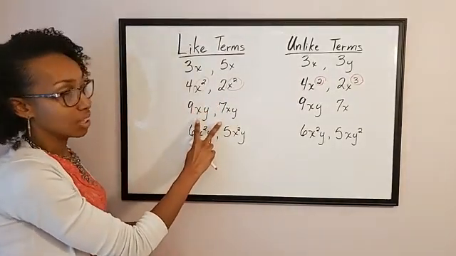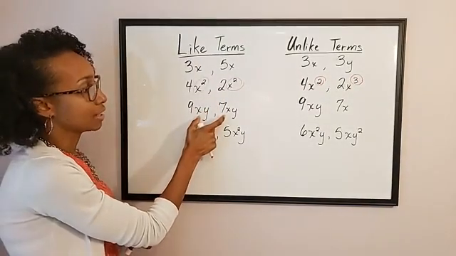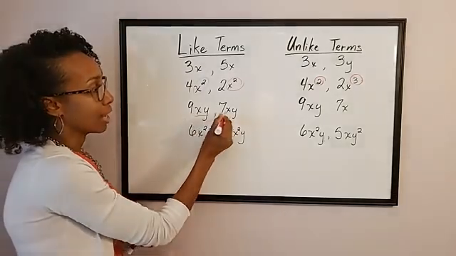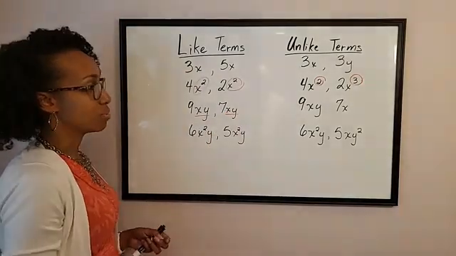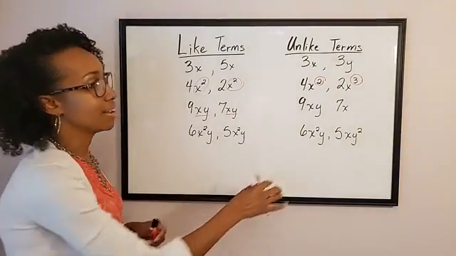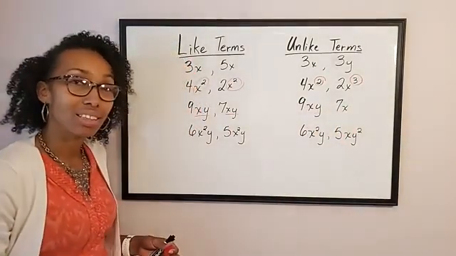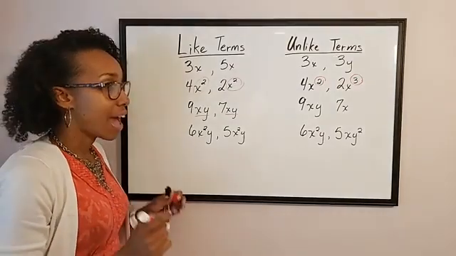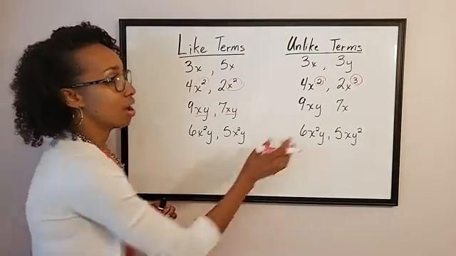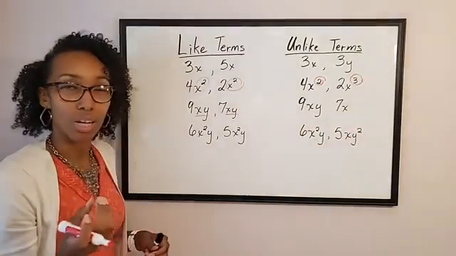You can have more than one letter. So these have x and y. That's what makes them alike. They both have x and y. So 9xy, 7xy. Here, one has an xy, this one just has x. They have to have exactly the same letters on both terms to be considered alike.